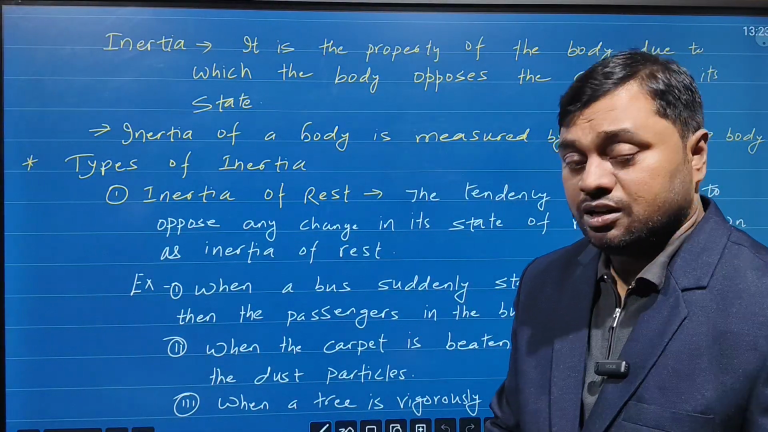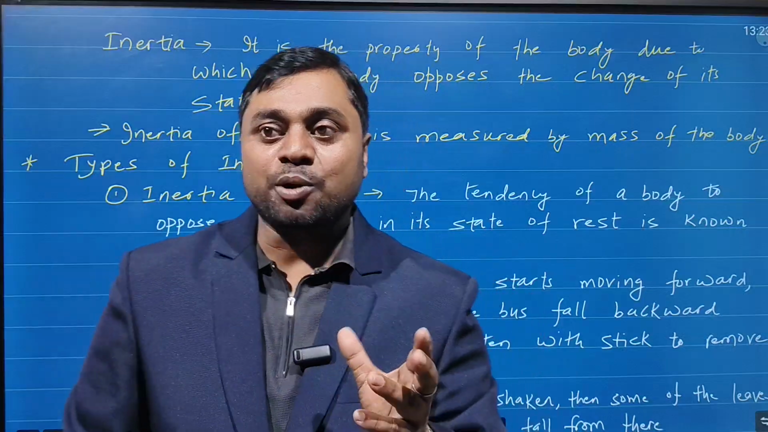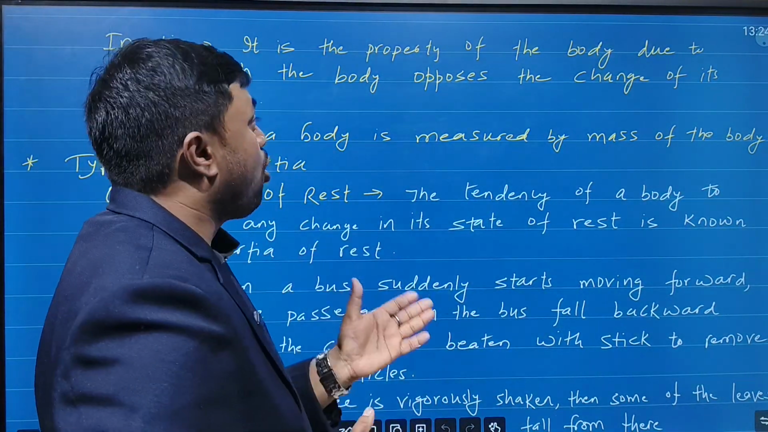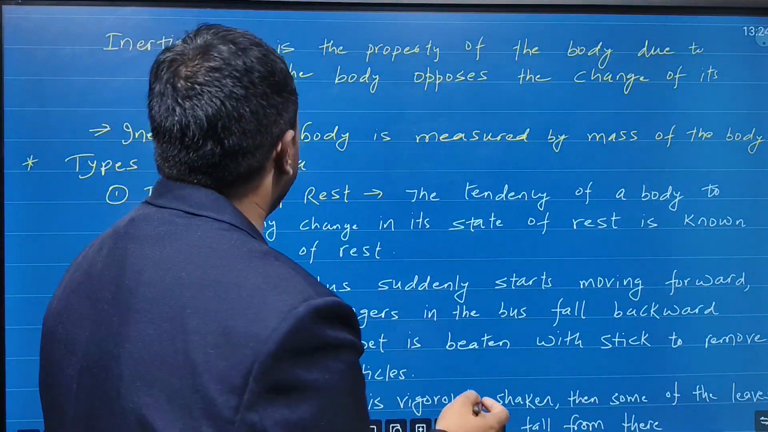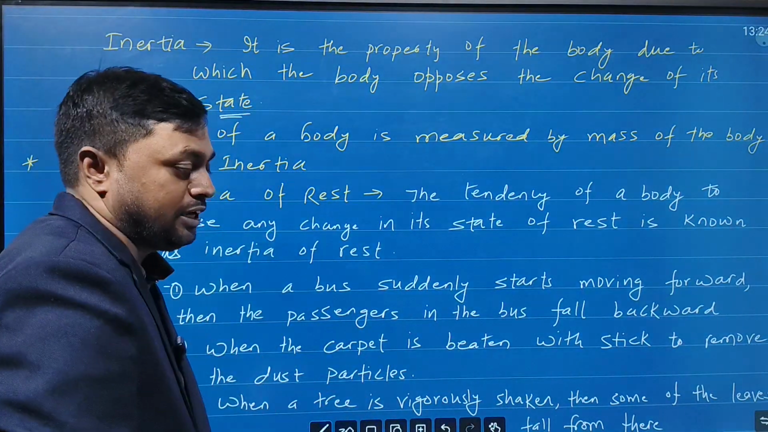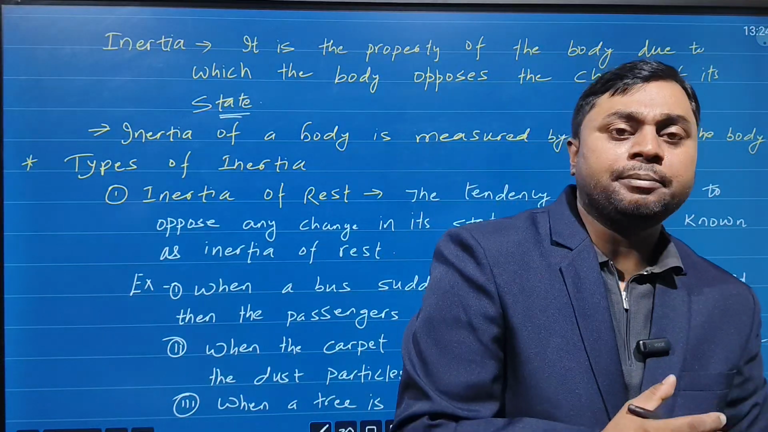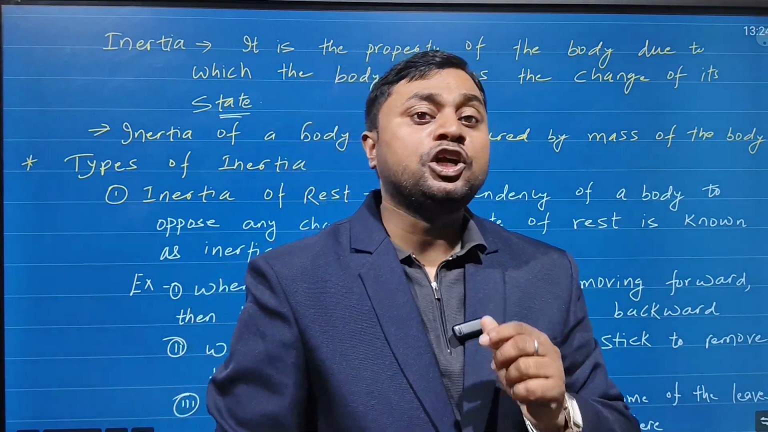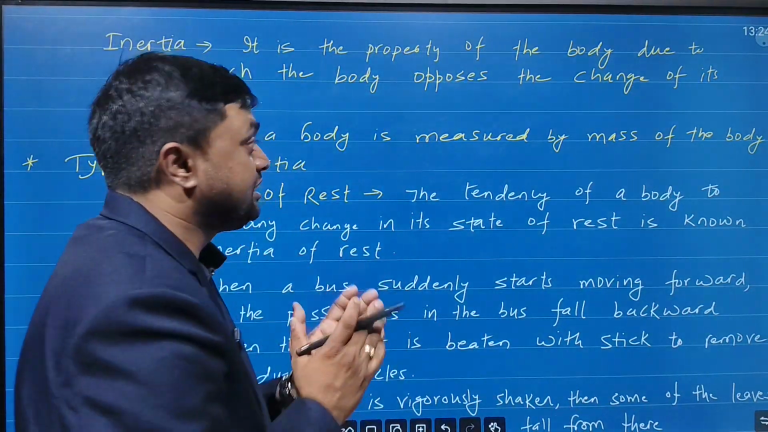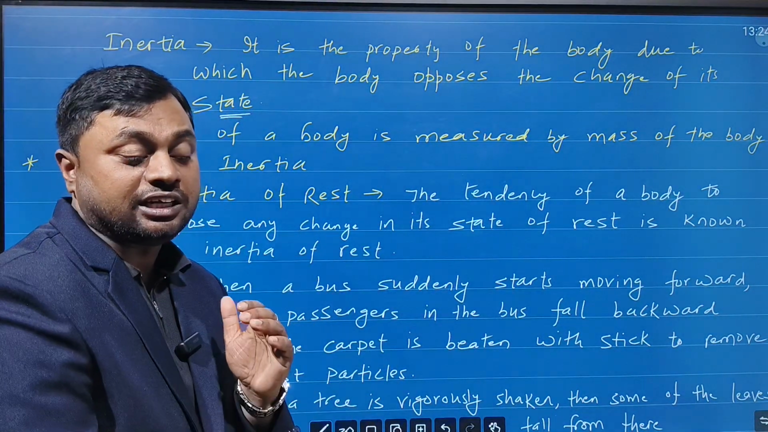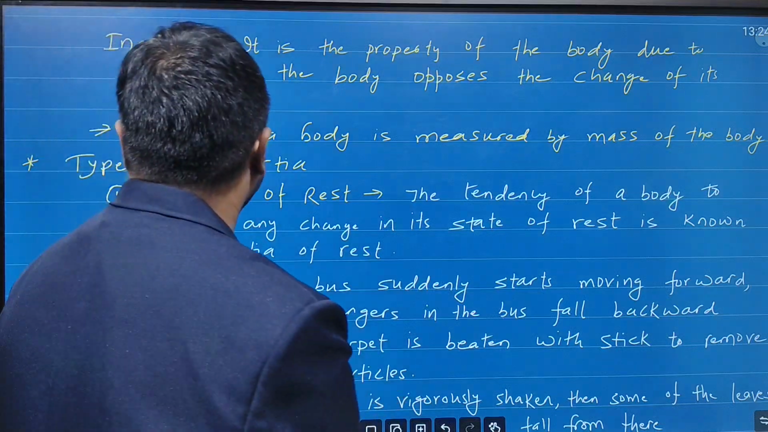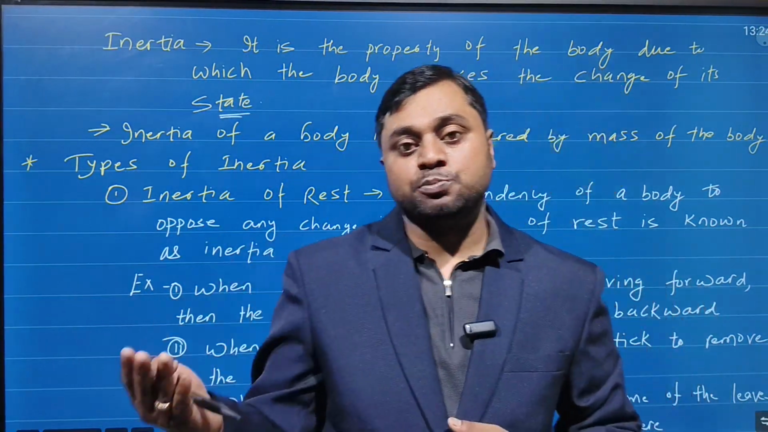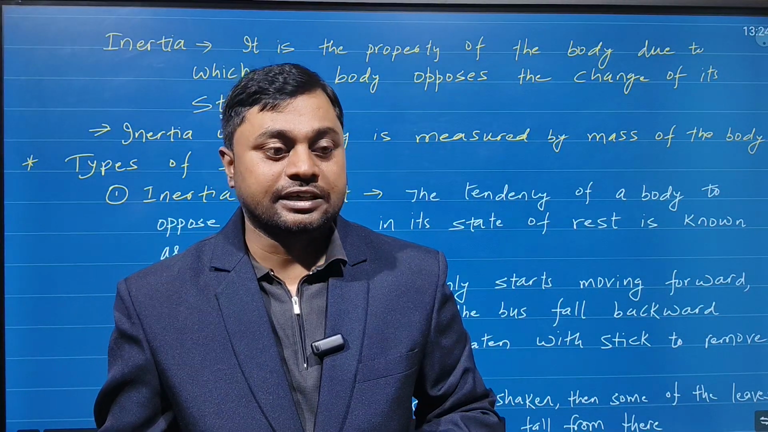Next, inertia. What is inertia? It is the property of the body due to which the body opposes the change of its state. The literal meaning is laziness. Inertia means laziness. It is the property of the body due to which it resists any change in its state of rest or motion. The inertia of a body is measured by the mass of the body. If the mass of the body is more, inertia is high. Is it clear? Yes or no?